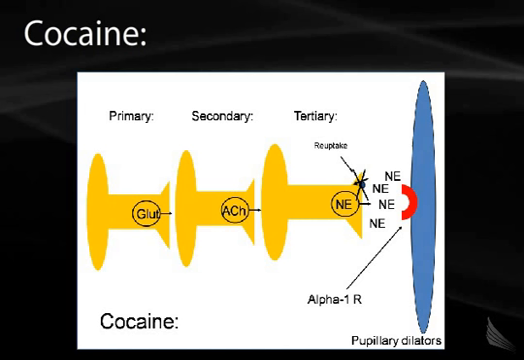Because norepinephrine is released when the tertiary neuron is activated, and the only way that neuron can be activated is if the secondary neuron is activated. And the only way that neuron can be activated is if the primary neuron is activated. So if cocaine works in this system, one can conclude that this patient has physiologic anisocoria, meaning the pupils are two different sizes, but there's no pharmacological abnormality or other abnormality here accounting for this anisocoria.